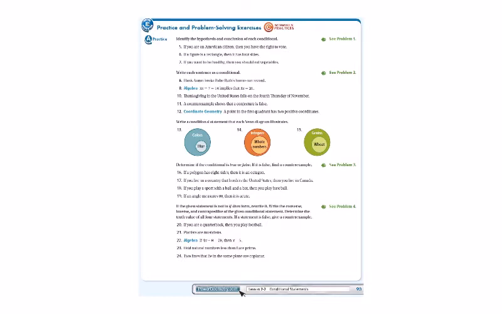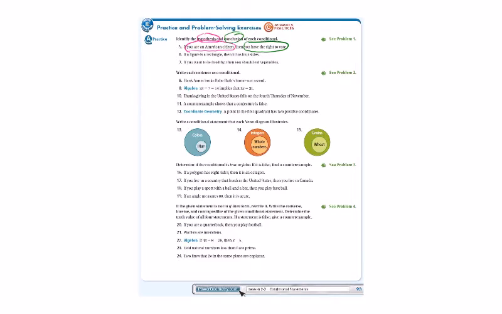This is section 2.2. We talked about conditional statements. A conditional statement is an if-then statement. The if is the hypothesis, the part that comes after the if, and the part that comes after the then is the conclusion. So in this case, if you're an American citizen, then you have the right to vote. The hypothesis is the part after the if, and the conclusion is the part after the then.